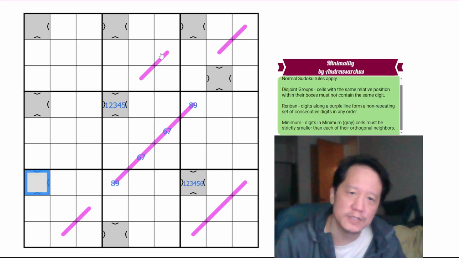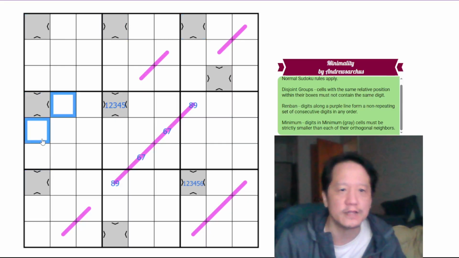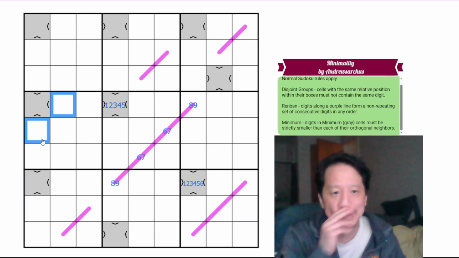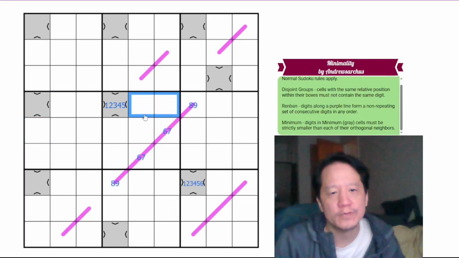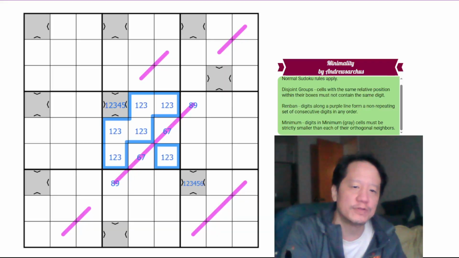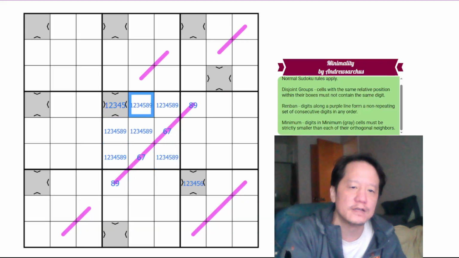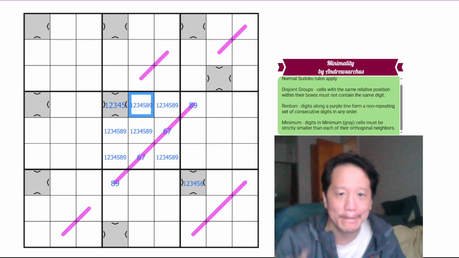This could be 7, though. So 7 could be any of these, because we could have 8 and 9 there. Okay. Remaining digits in box 5 have to be 1 through 5, and then 8, 9. Okay.